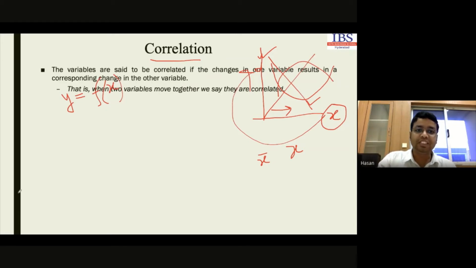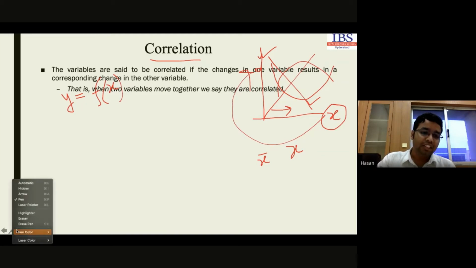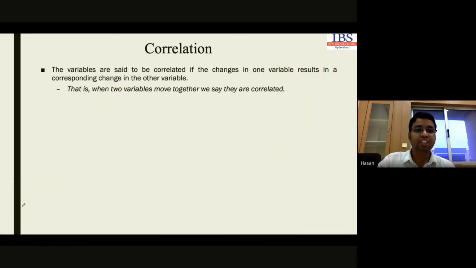It is mentioned here that variables are said to be correlated if the changes in one variable result in a corresponding change in the other variable. Sorry, this is known as correlation. So when two variables move together, they are correlated.